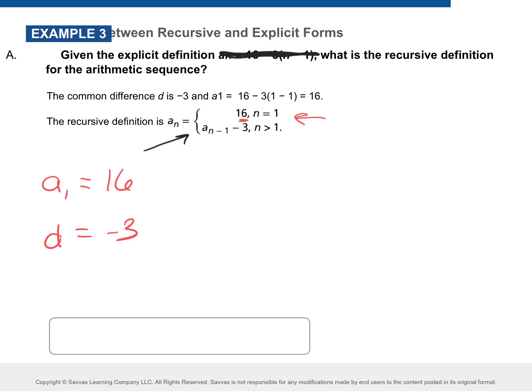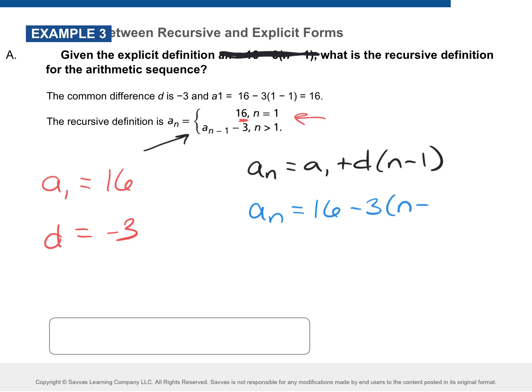Now we need to write the explicit definition. Remember, we're following this formula: a_n equals a_1 plus d times (n minus 1). We're just plugging in values again. We don't know what a_n is, so I'm going to keep a_n. What's a_1? 16. The difference is negative 3, and then we have n minus 1. That's how we rewrite it. Now let me ask you this: if I wanted you to find the fourth term of the sequence, what a_4 was, how would I find that? n minus 4, right?